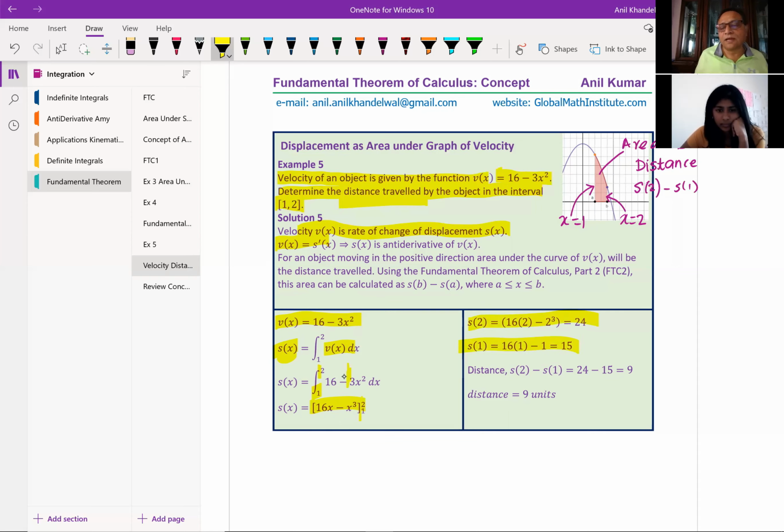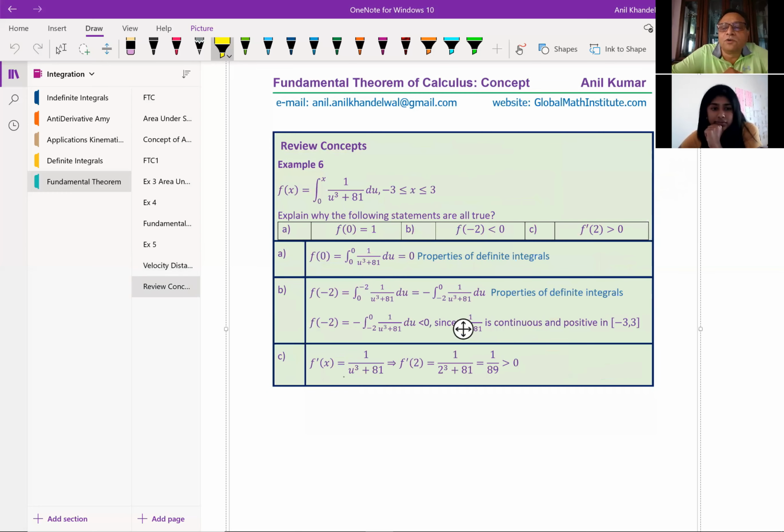Substitute these values. Find S2 and S1. Their difference gives you the area in between, which is the distance traveled. So the distance is 9 units. Do you see that? So very easily, we have solved the same question, and what we utilized was the fundamental theorem of calculus part 2. So that F(b) minus F(a) is a huge thing, and that really simplifies the whole process. Do you get it? So much quicker as well. Very effective way. So now I think you are open to complete concepts.